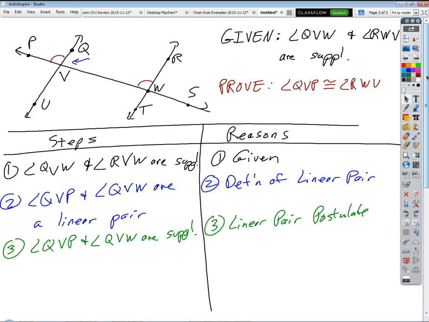These two angles right here are both supplementary with that angle, right? And the congruent supplements theorem just says, once again, if two angles are supplementary with the same angle, which they are, then they must be congruent.